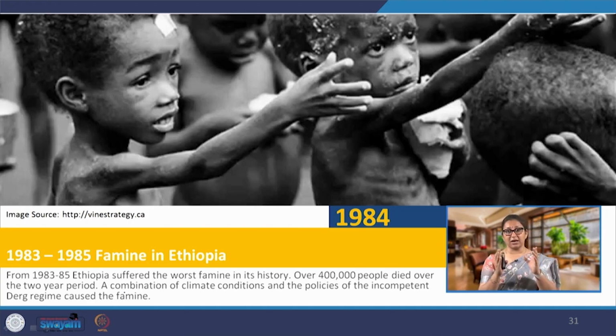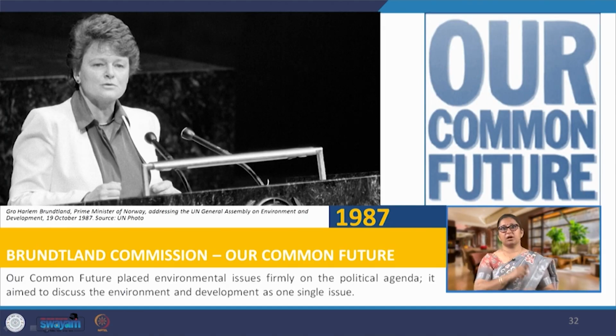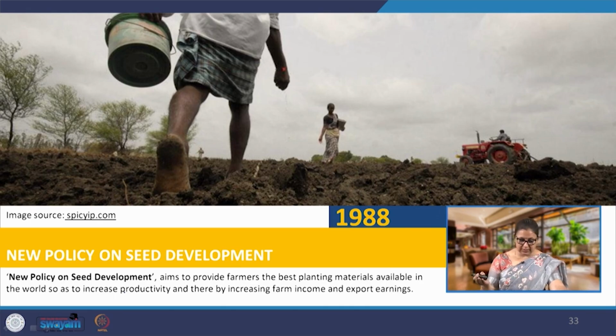That idea, that concept of everything being together, was followed by Our Common Future, the idea that our actions of so-called development in one part of the world are affecting lives in the other part of the world, because it is affecting the environment in some way or the other. So, that is how in 1987 the Brundtland Commission was formed, and the report Our Common Future was published, and since then there have been a lot of new policies, like new policy on seed development because of climate change, a lot of changes that continue to come.